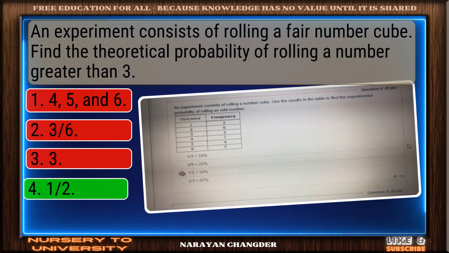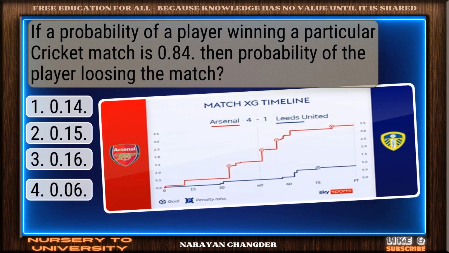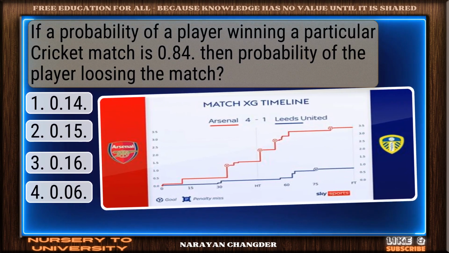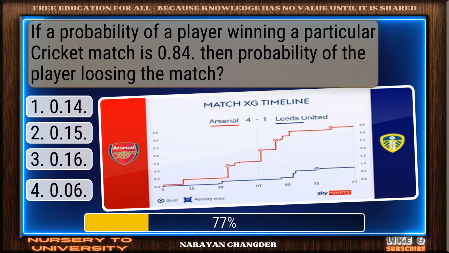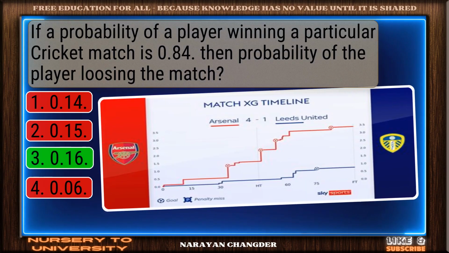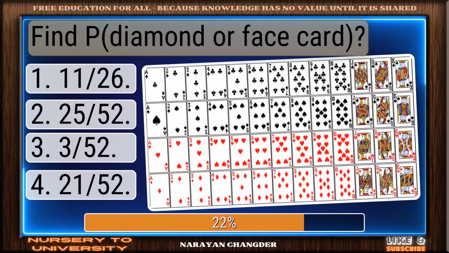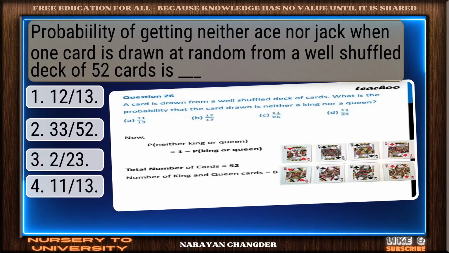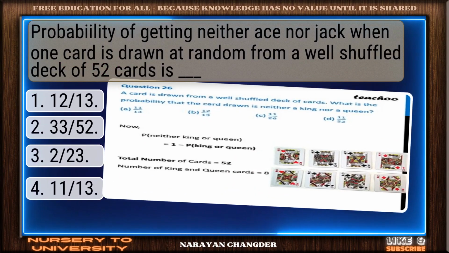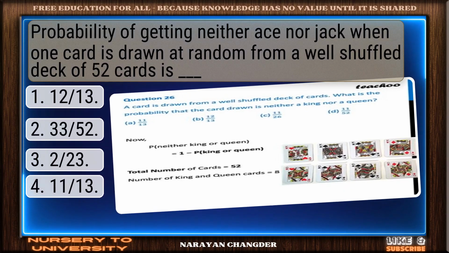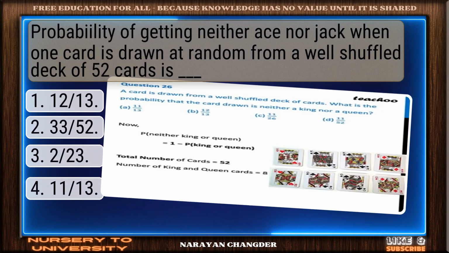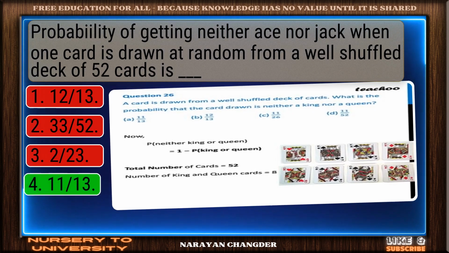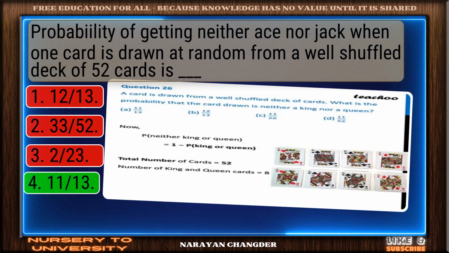You chose 1/2, correct. If the probability of a player winning a particular cricket match is 0.84, then find the probability of the player losing the match. Correct. 0.6 is spot on. Find P. You got 11/26 fits. The probability of getting neither an ace nor a jack when one card is drawn at random from a well-shuffled deck of 52 cards is dash. Correct response. 11/13 is accurate.